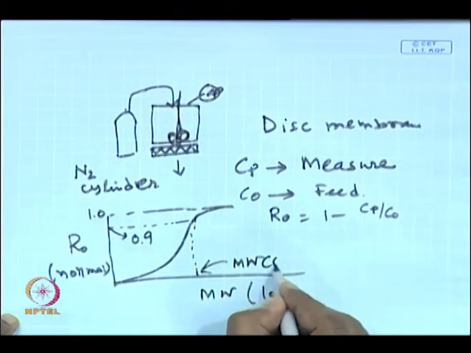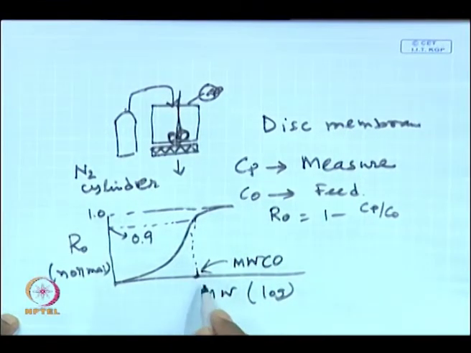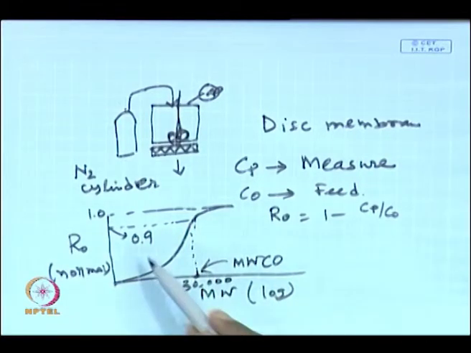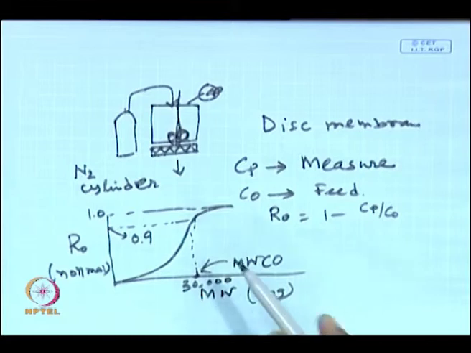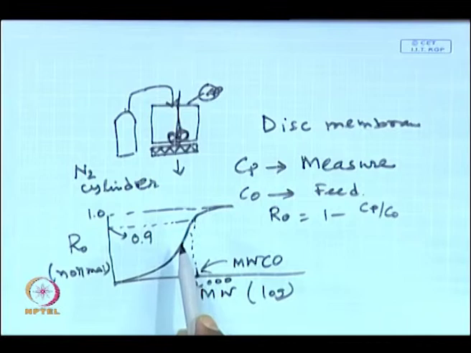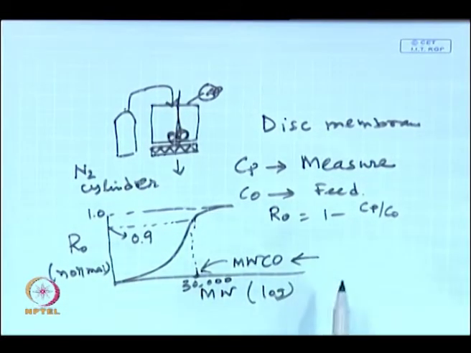Okay. Suppose this molecular weight turns out to be, let us say, 30,000, then we call the membrane a 30,000 molecular weight cutoff membrane. Because you have to fix some value, 0.9, 0.95, or 0.98, something like that. It is a general norm, a heuristic or thumb rule, that the molecular weight corresponding to the observed retention of 0.9 will be termed as the molecular weight cutoff.